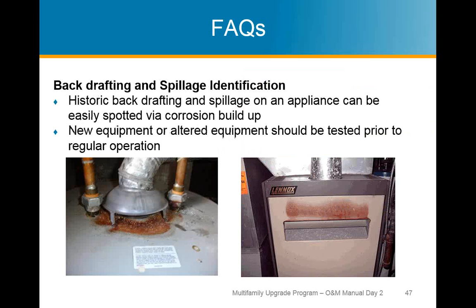So similarly, we can look at backdrafting and spillage identification techniques. Historic backdrafting and spillage on an appliance can be pretty easily spotted by looking for corrosion buildup around exit exhaust points. So the picture on the left is very similar to the exhaust and flue connection that we saw in the other pictures. This one has extensive rust though, so we can make a pretty accurate judgment that there's some backdrafting and spillage going on.